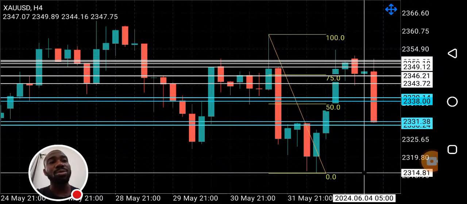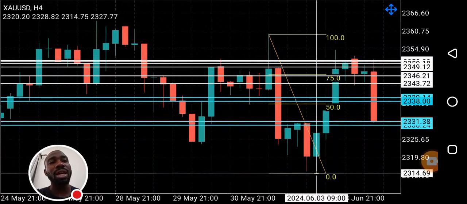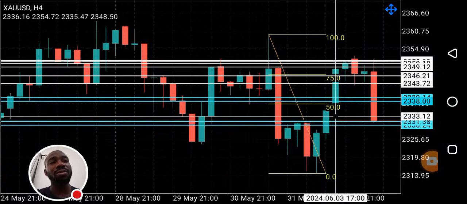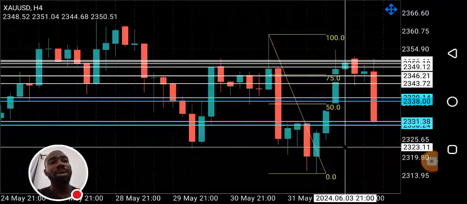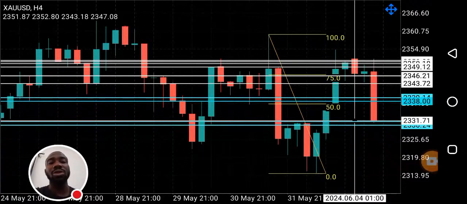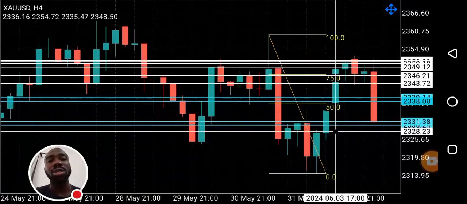It's possible gold will drop to clear liquidity at this previous low or fill this fair value gap that was created. That's my target. Once this gap gets filled, I would exit gold. So that's my take on gold. At the moment, gold is bearish.